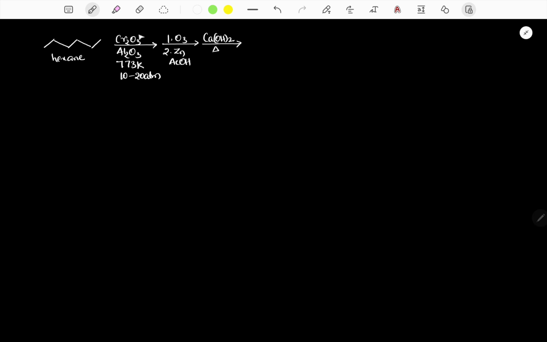Here, not only Cr2O3, we can also use V2O5, we can also use Mo2O3. In place of Cr2O3, we can use V2O5 or Mo2O3. This reaction is known as aromatization, and also called reforming.